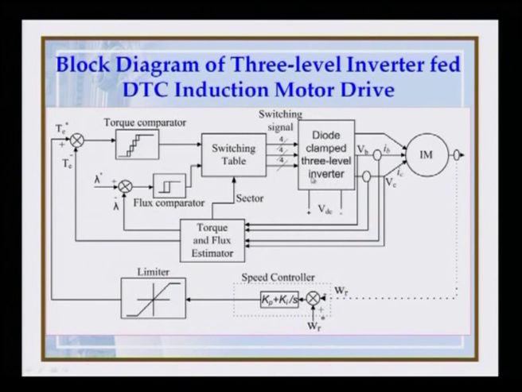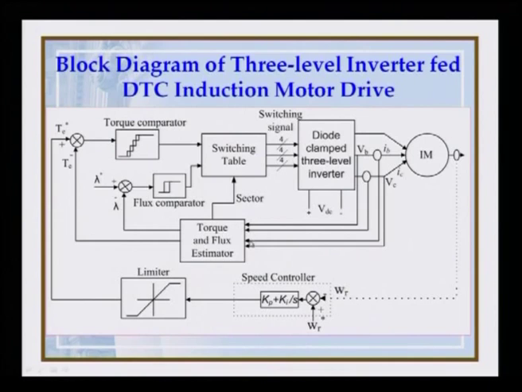The switching signals are fed to the diode clamped multi-level inverter, 3-phase inverter, and what we obtain is the output voltage for phase A, phase B and phase C. And these voltages will pass some current. We have the induction motor here, and we take this feedback of the voltages and the currents. We have the current sensor here and we have the voltage sensors here.